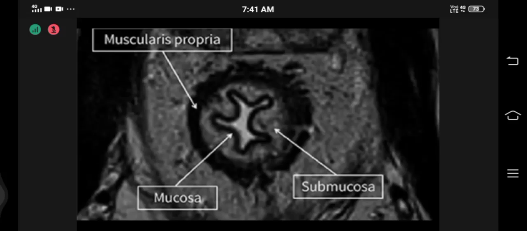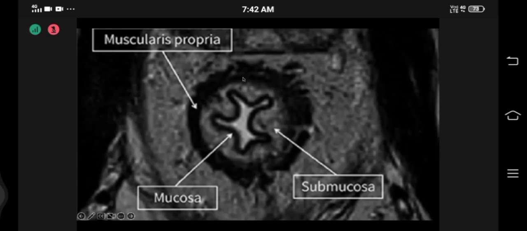So this is a high resolution MRI. We routinely will not be able to see this, but these are the normal layers of the rectum. This is the muscularis, this is the mucosa. The normal mucosa of the rectum appears as a dark hypointense line, the submucosa appears bright, and the muscularis propria is the dark hypointense line. If you remember this dark hypointense line, that would be helpful for you. The tumor is normally intermediate in signal, that is, in between the bright and the dark.